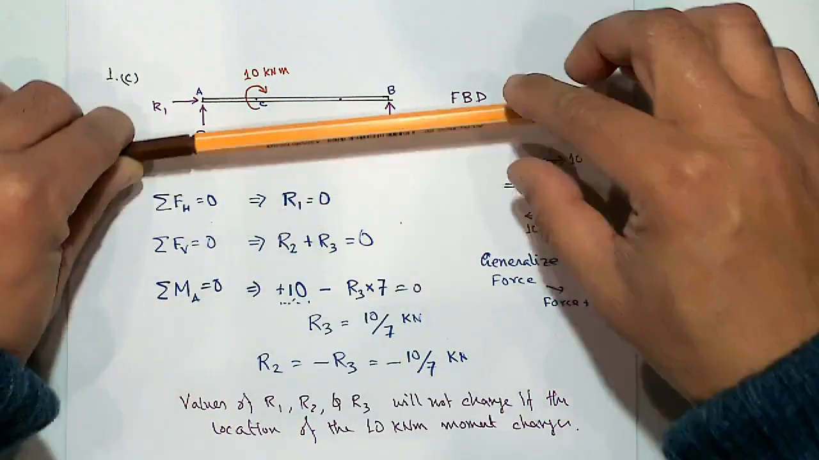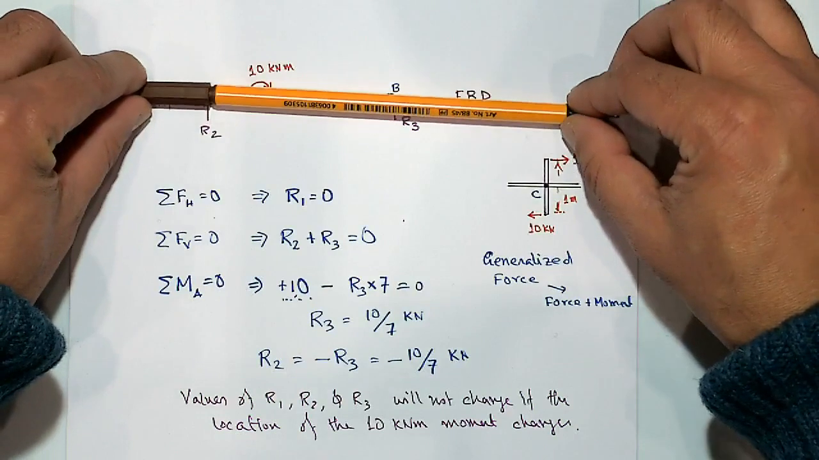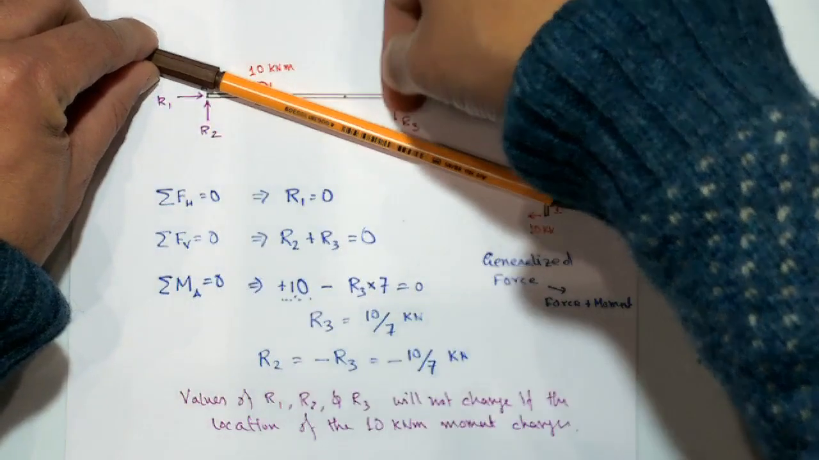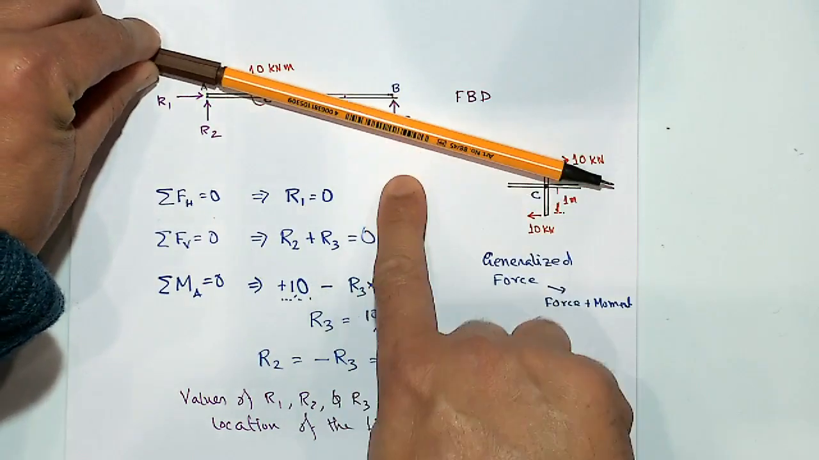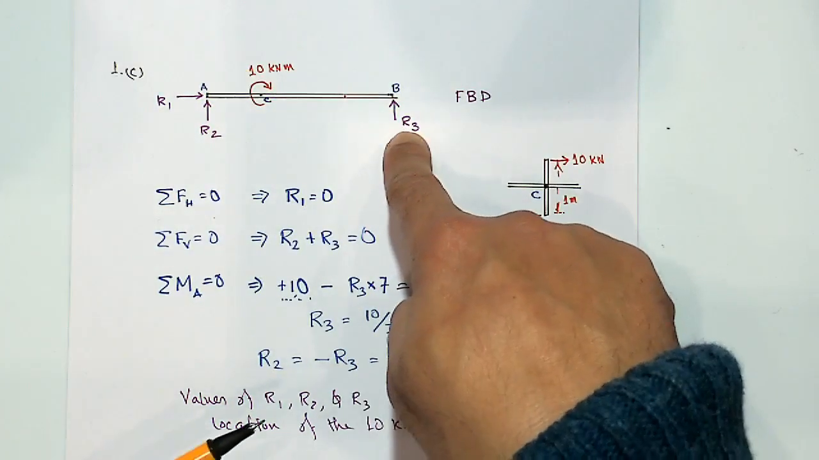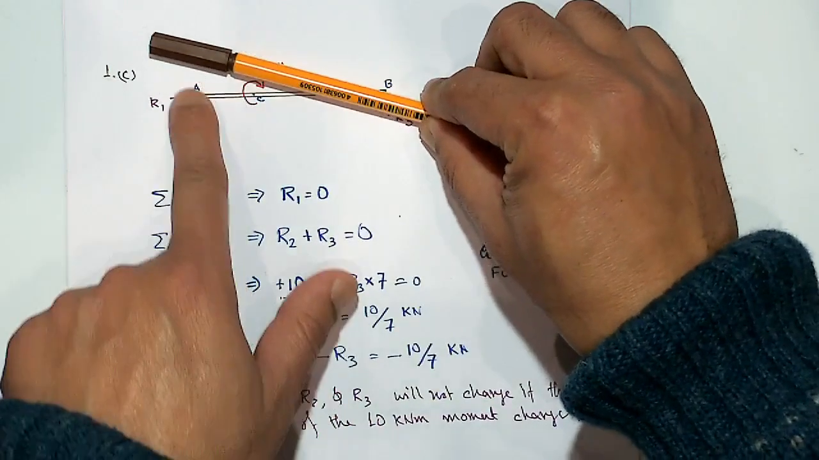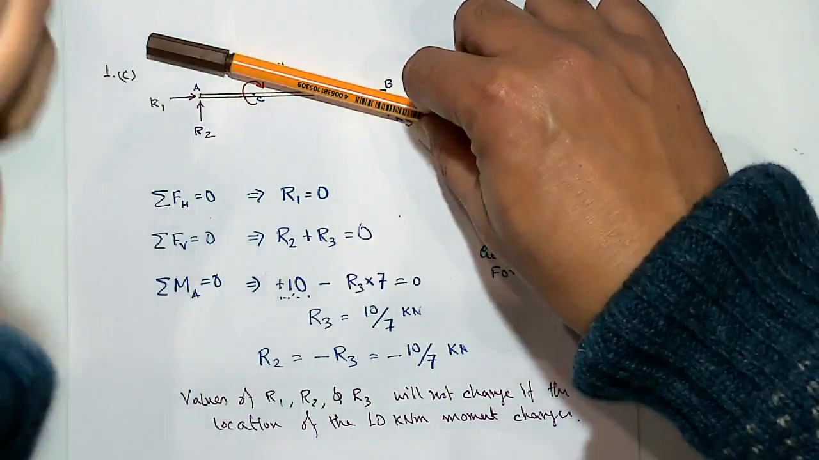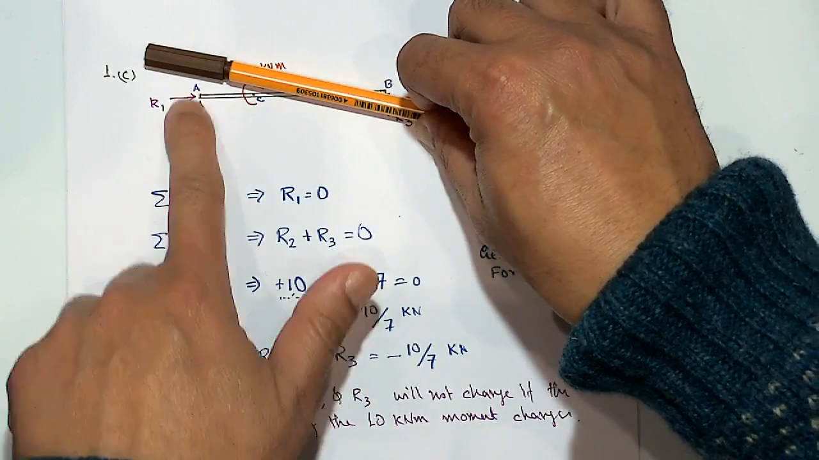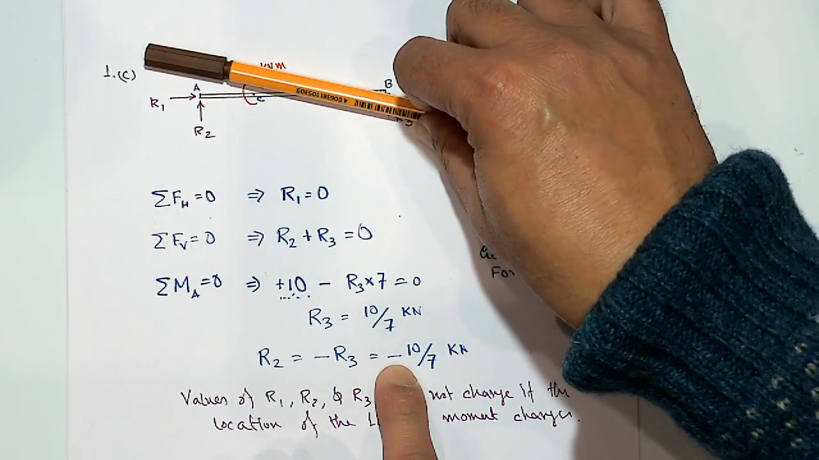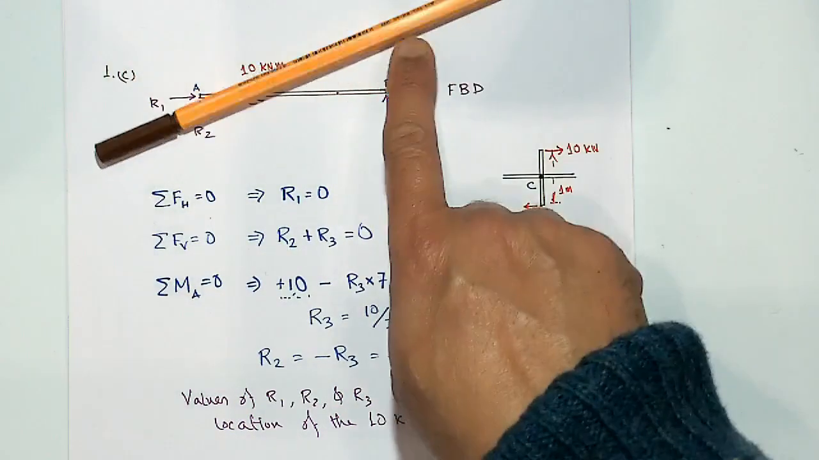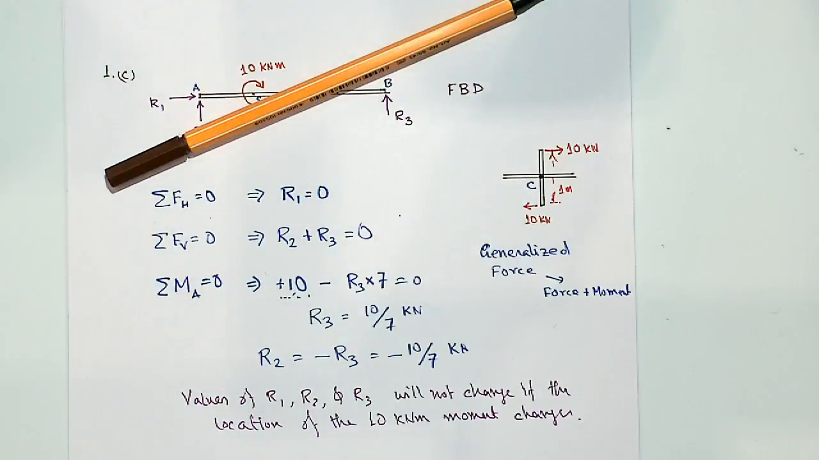You could see that the effect of this moment is to rotate the beam in this way. So that means it will push on this side, so the reaction from the ground would be in the upward direction. That's why it is positive 10/7. Whereas this reaction is going in that direction, so you need to hold it back to the ground. So the direction of R2 would be negative. If the moment was in the opposite direction, then R3 would come down.